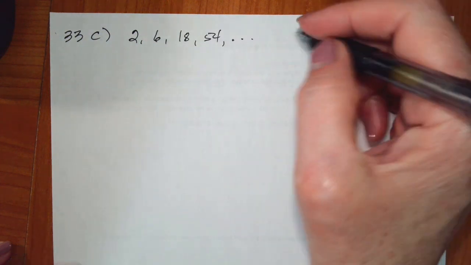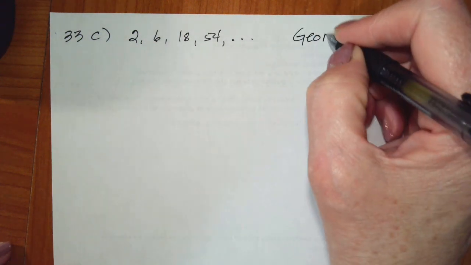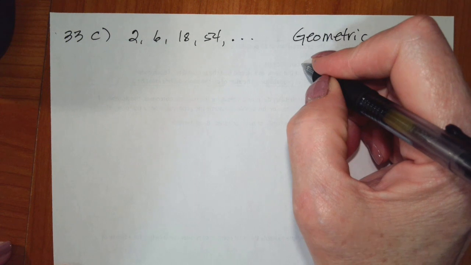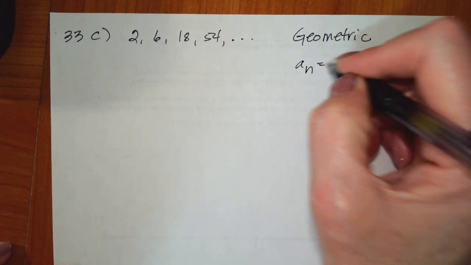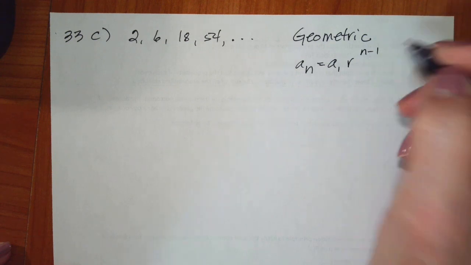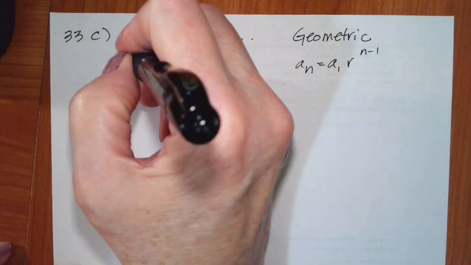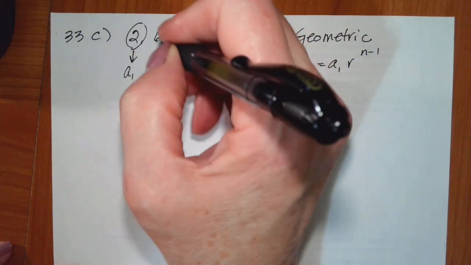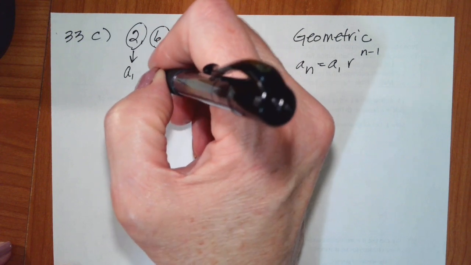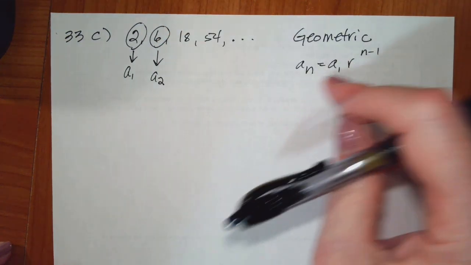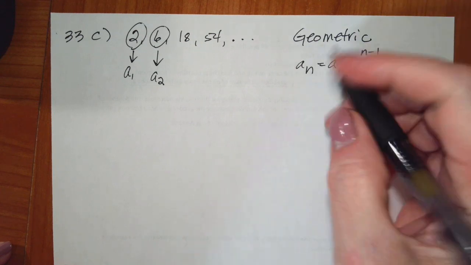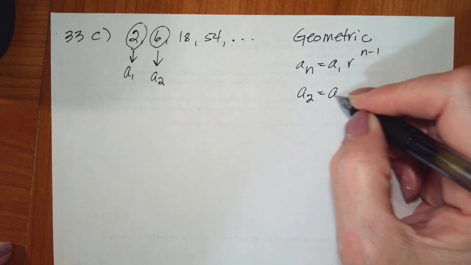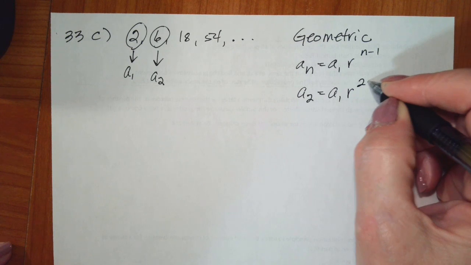These terms do not have a common difference, so this is definitely going to be a geometric sequence. I know the formula for a geometric sequence is a sub n equals a sub 1 r to the n minus 1. Well, I know this is a sub 1, and I know this is a sub 2. So I can plug those in here and solve for r. So a sub 2 is equal to a sub 1 r to the 2 minus 1.